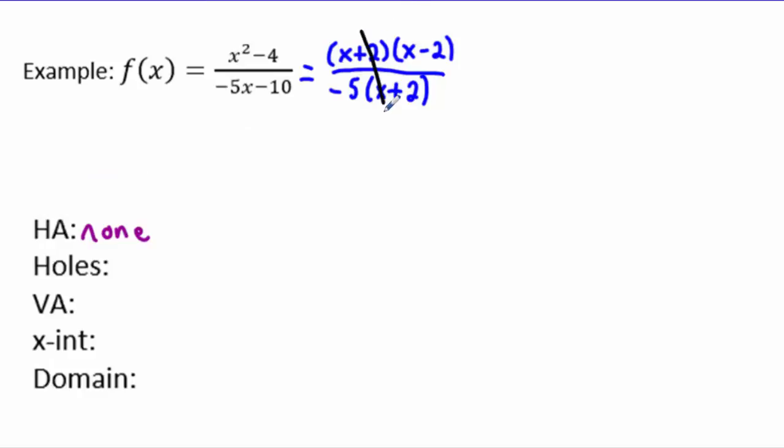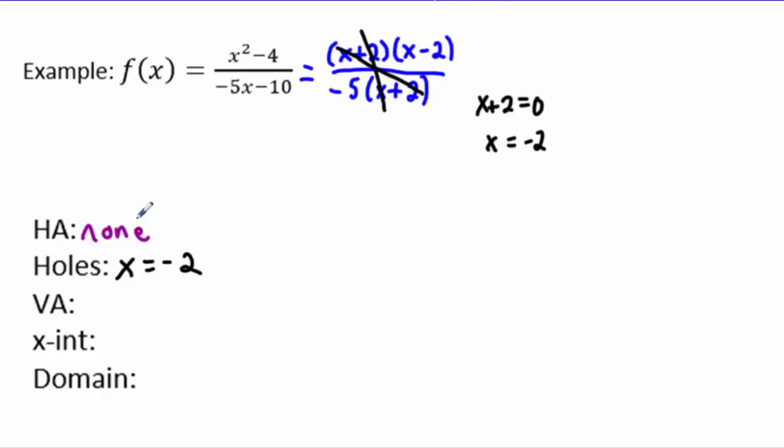The x plus 2's cancel, and where something cancels is a hole. What we have to do is set it equal to 0: x plus 2 equals 0 gives x equals -2. And that is where our hole in our graph is, at x equals -2. Since it's canceled, we're going to ignore that for the rest of this problem.